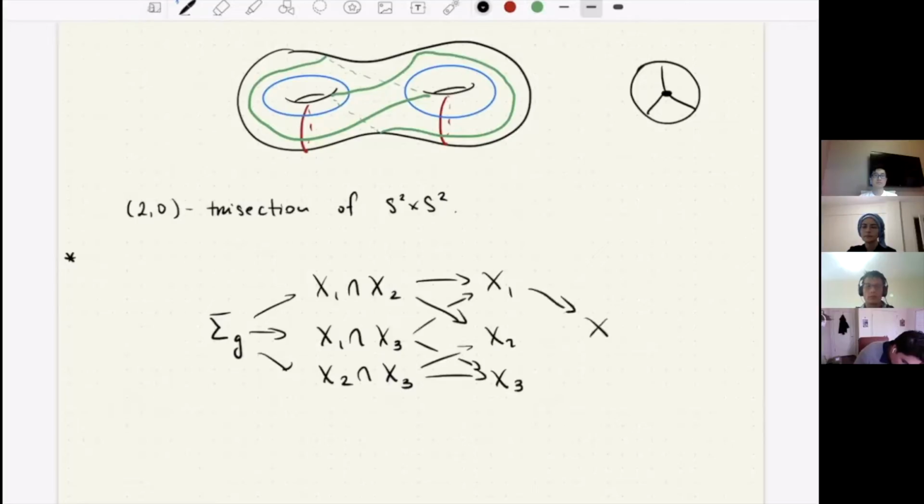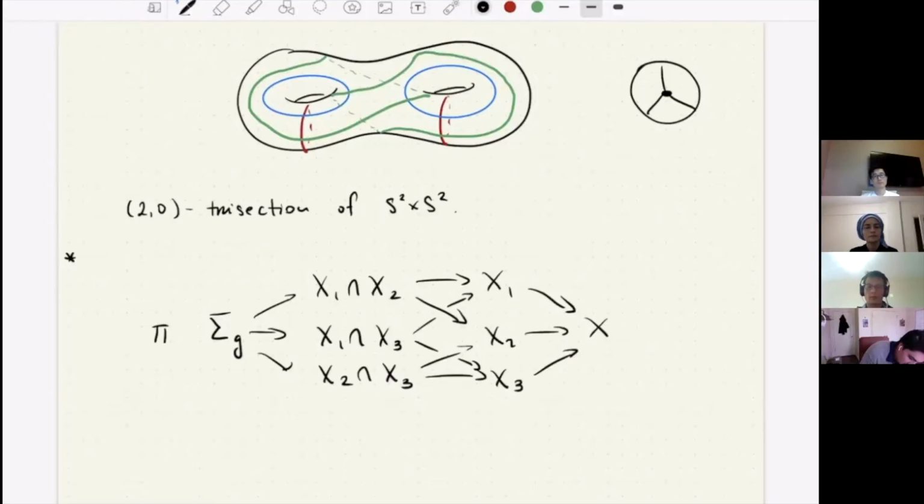And then finally, all of the pieces include into your four-manifold. So we have this nice diagram, which looks like a cube on its end with all these inclusion maps. And to get to the group theory from the trisection, it's really nice. All we have to do is take pi1 of each of these pieces.